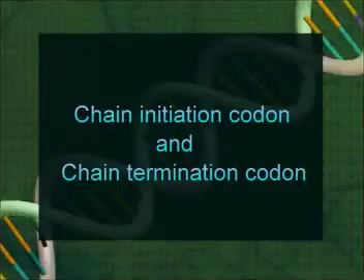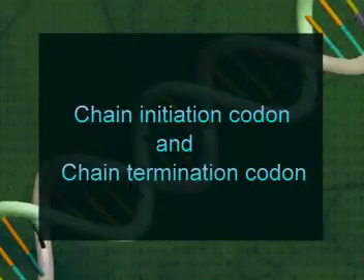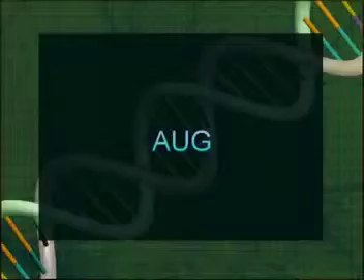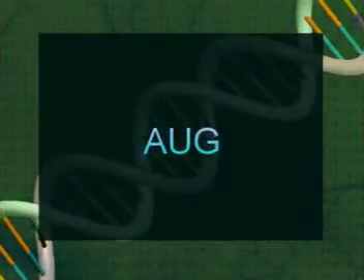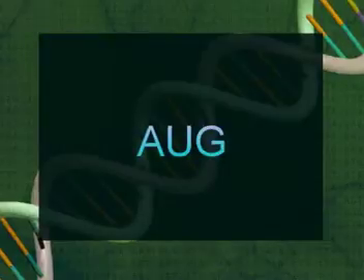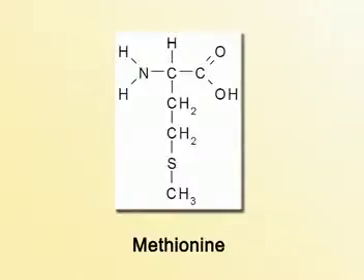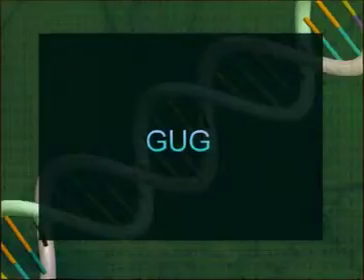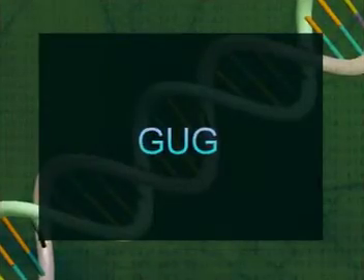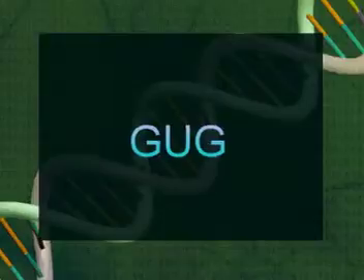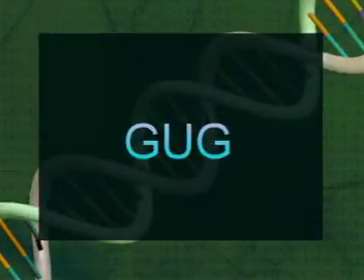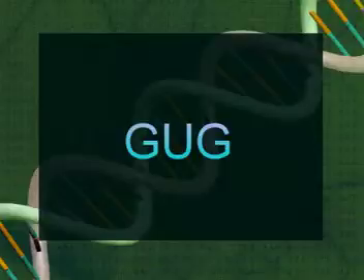Now, what is chain initiation codon and chain termination codon? The codon present in the beginning of the cistron is known as initiation codon. It marks the beginning of message for polypeptide chain. The initiation codon is A, U, G in majority of cases. It codes for amino acid methionine. Rarely, G, U, G also acts as initiation codon in bacterial protein synthesis. G, U, G code for valine.